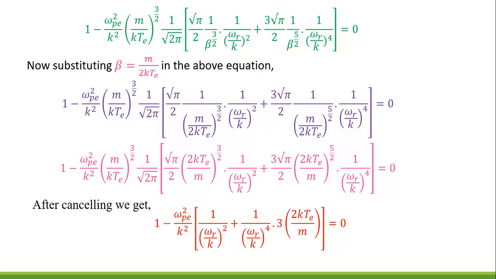Let me remind you that we have done nothing. We have just cancelled out this pi here, and then the 2s here, and then this combination m over 2 kT outside and inside will add up to give you this final expression. Or we can write it as 1 minus omega pe square over k square, and you can take this k square up, so this will look like k square over omega r square, plus k4 over omega r square, and this combination equals 0, where you know that v thermal square is defined as 2 kTe over mass.